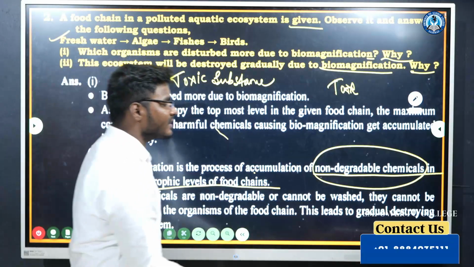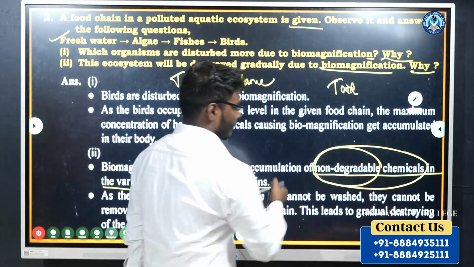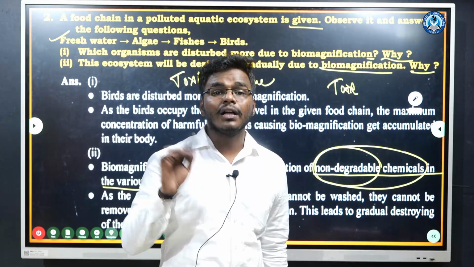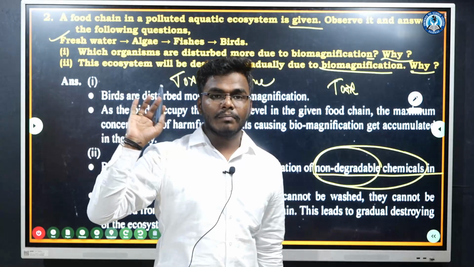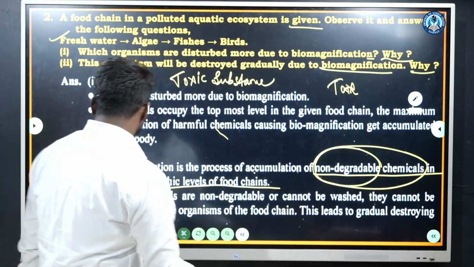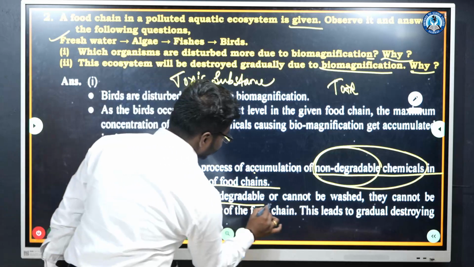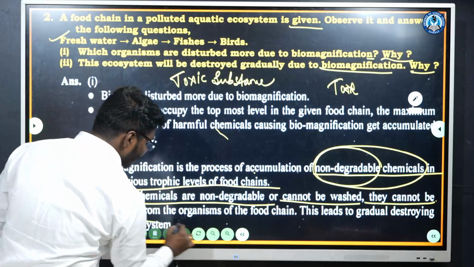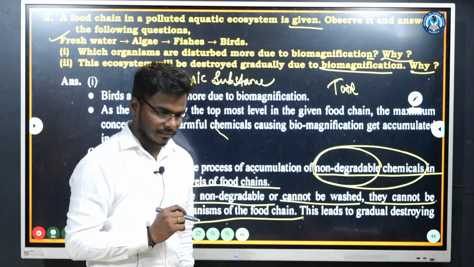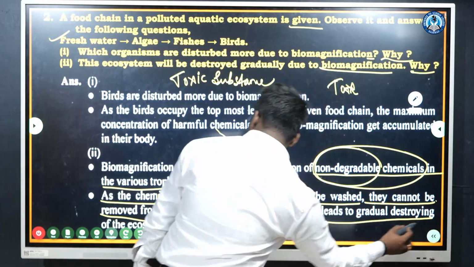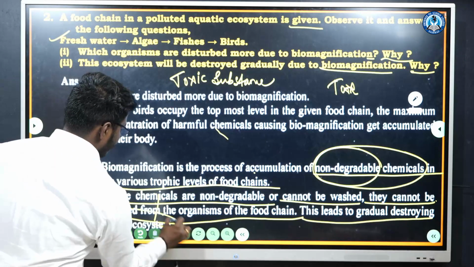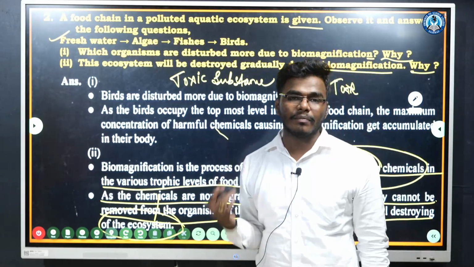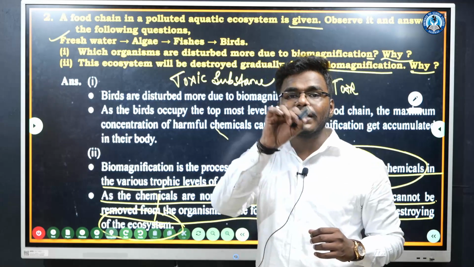So next, as these are non-degradable, non-degradable means they are there forever on the earth and they take millions of years to disappear. So as the chemicals are non-degradable or cannot be washed, they cannot be removed from the organisms of the food chain. This leads to the gradual destroying of the ecosystem. So you cannot take off the accumulated chemicals from the food chain because it keeps on transferring.